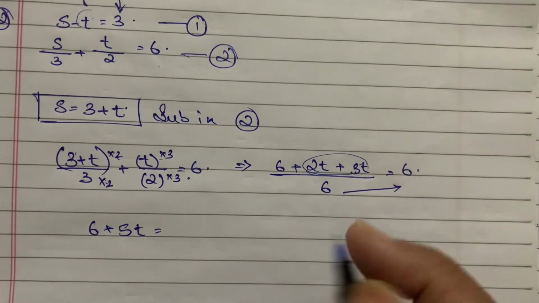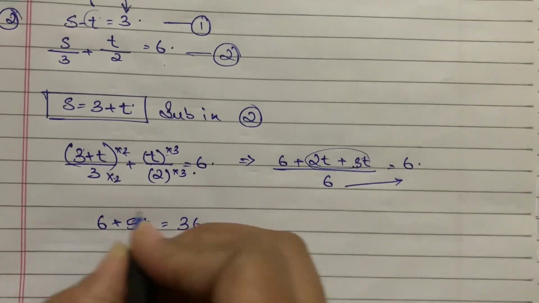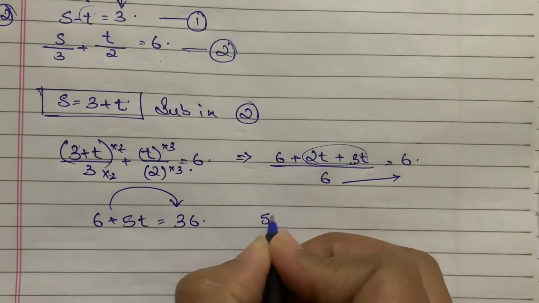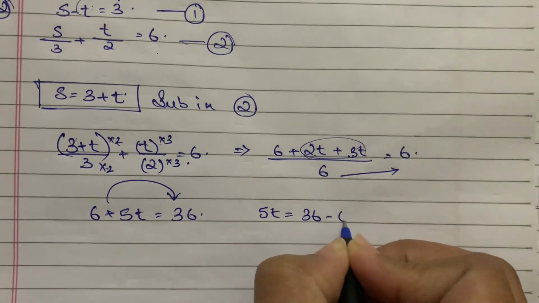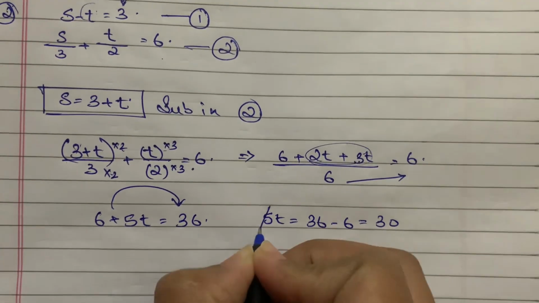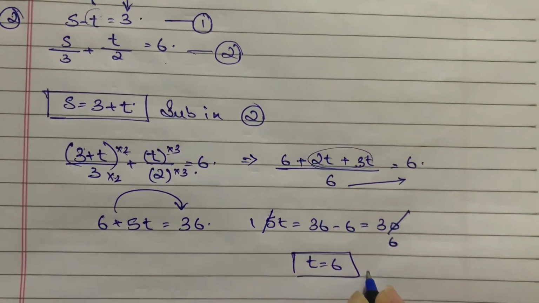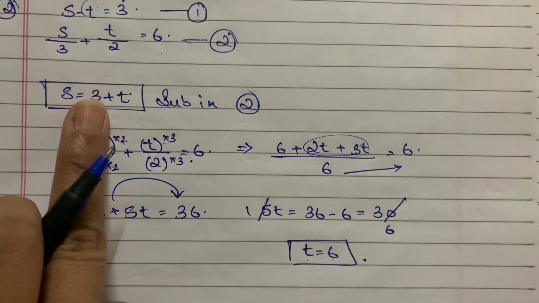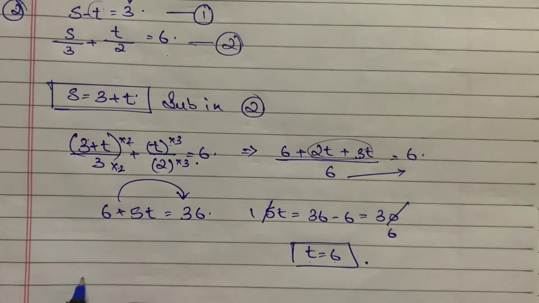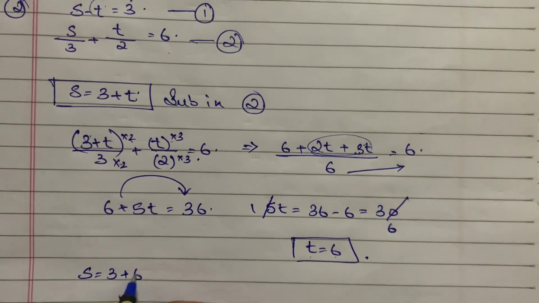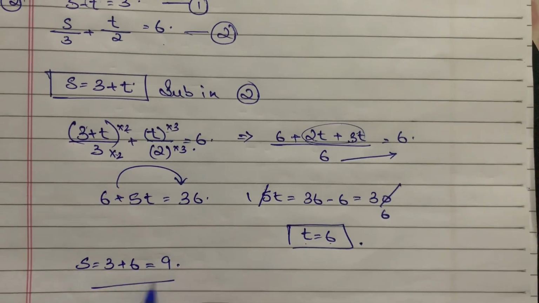So it multiplies and becomes 36. Okay, then this goes towards the other side. 5t is equal to 36 minus 6, which is equal to 30. 5 ones are 5, 5 sixes are 30, so t is equal to 6 is what I get. Once I get my t is equal to 6, I'm going to substitute the t in s. So s is equal to 3 plus 6, which is equal to 9 in here. So that's how I simplify.